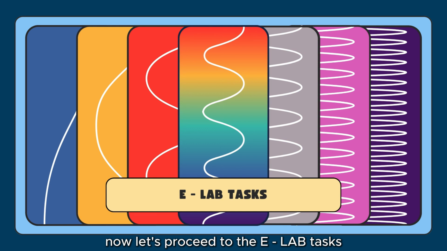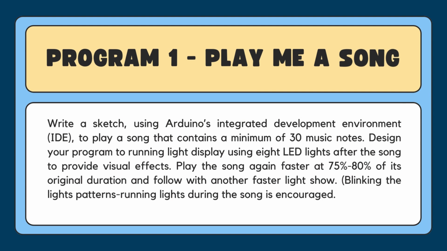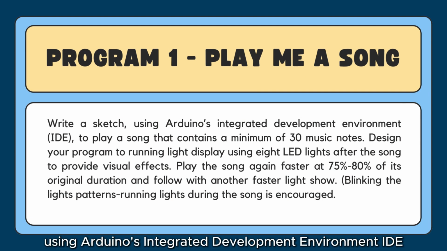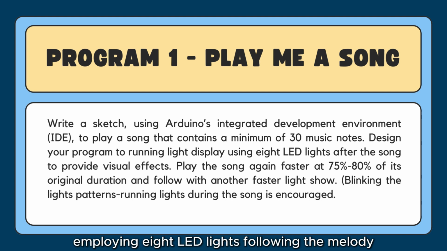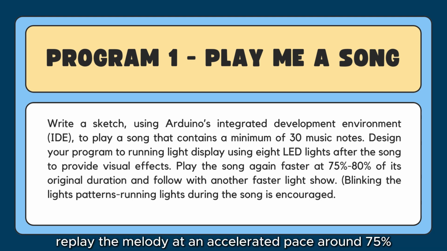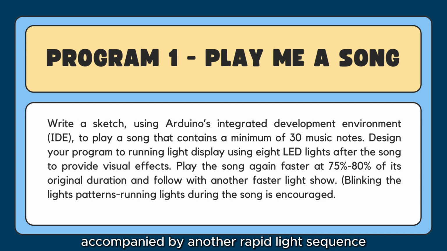Now, let's proceed to the eLab tasks. Program 1 is to compose a code using Arduino's Integrated Development Environment, IDE, to render a melody comprising a minimum of 30 musical notes. Configure your program to initiate a sequential light display employing 8 LED lights following the melody for added visual impact. Replay the melody at an accelerated pace, around 75 to 80% of its original duration, accompanied by another rapid light sequence. Implementing blinking light patterns or running lights throughout the melody rendition is recommended.